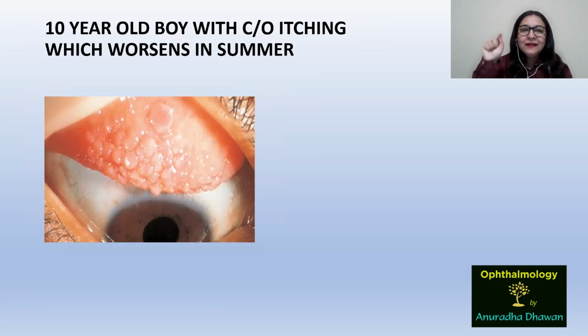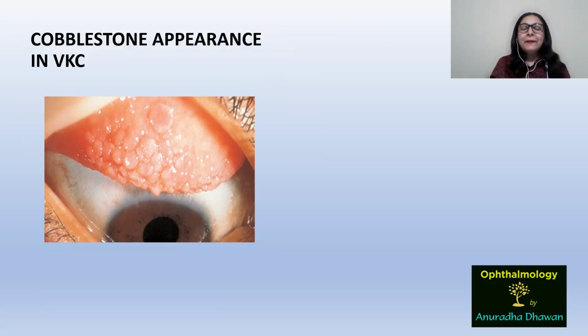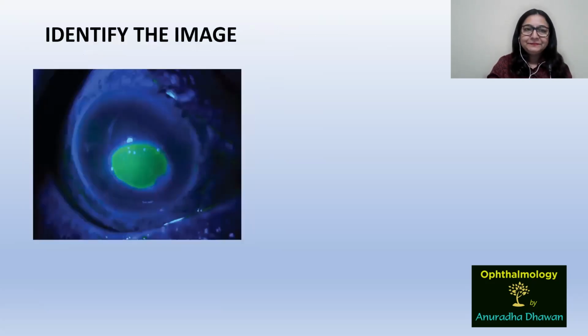And we can see these large, rounded, raised lesions. These are your papillae, big-sized papillae, which are also known as giant papillae. And they are giving a cobblestone appearance. So this is an image of cobblestone appearance of the giant papillae in VKC, or vernal keratoconjunctivitis, also known as spring katarrh.